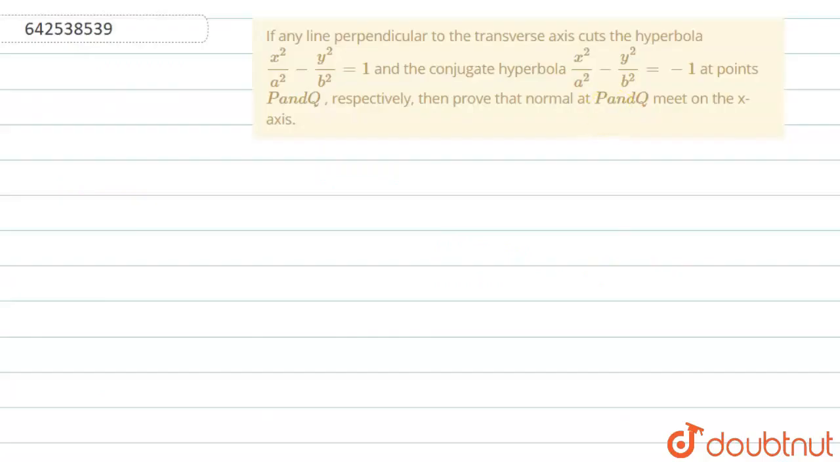Hello students, the question given here is: if any line perpendicular to the transverse axis cuts the hyperbola x square by a square minus y square by b square equals 1 and the conjugate hyperbola x square upon a square minus y square upon b square equals minus 1 at points P and Q respectively, then prove that the normals at P and Q meet on the x-axis.